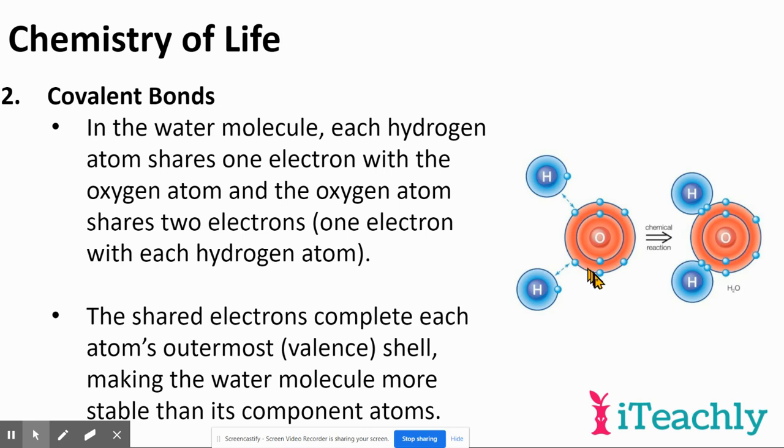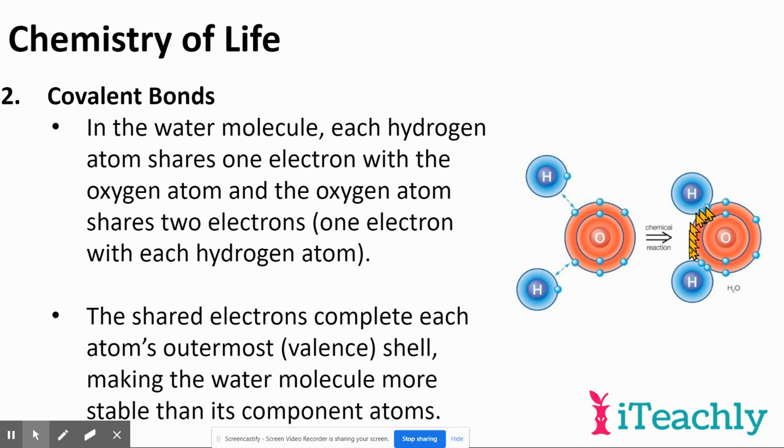And oxygen has an atomic number of 8, right? So it has 2 in its innermost shell and 6 in its outermost shell, but the second shell wants 8 electrons. That's the octet rule. And so it now has 6, but it wants 8, so it needs 2 more. So it's going to share this electron with this, and it's going to share this electron with this, right?